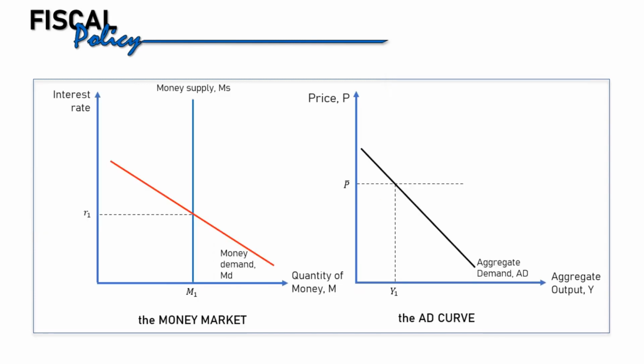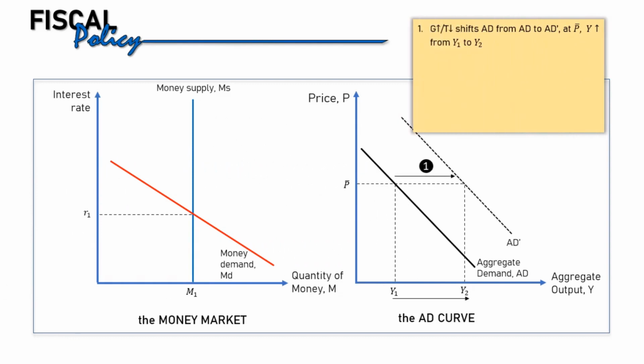Lastly, before we talk about the policy effectiveness, we see the interaction between the money market and real market again. The increase in G or the decrease in T in our previous discussion has resulted in an increase in Y. It further increases Y because of the multiplier effect. However, it again doesn't stop here. Suppose from the previous process, the increase in G or decrease in T plus the multiplier effect has caused the AD curve to shift to the right, and at P bar, increase Y from Y1 to Y2.